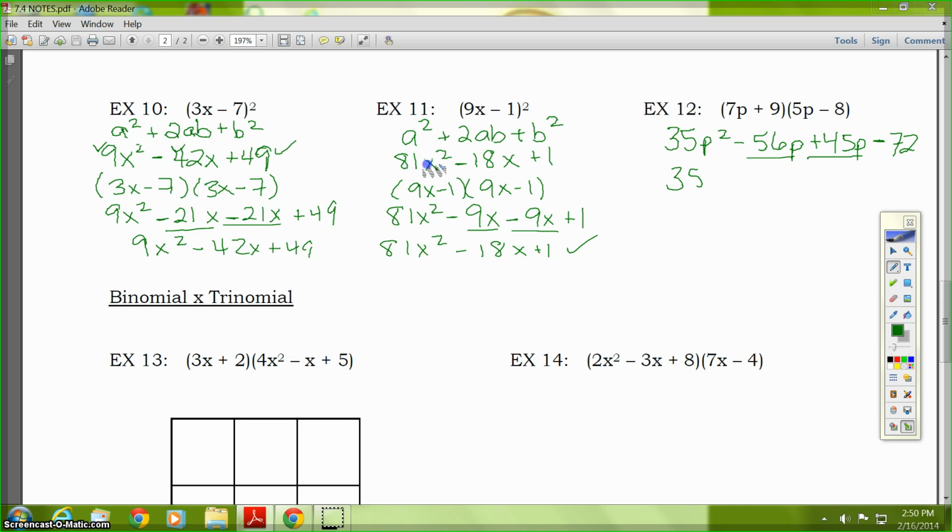Okay, so that answer again for number 12 is going to be 35p squared minus 11p minus 72. Okay, I'm going to move on down. We've got five more problems left.